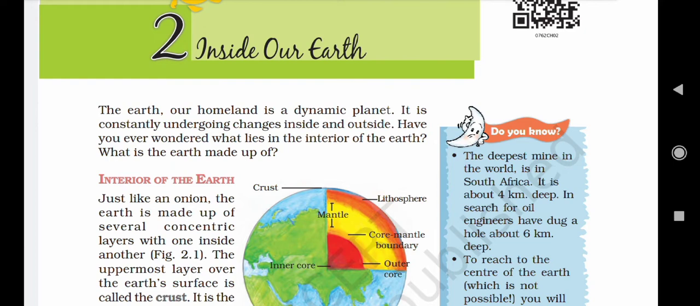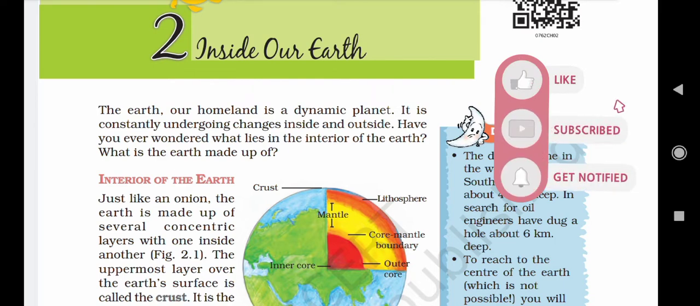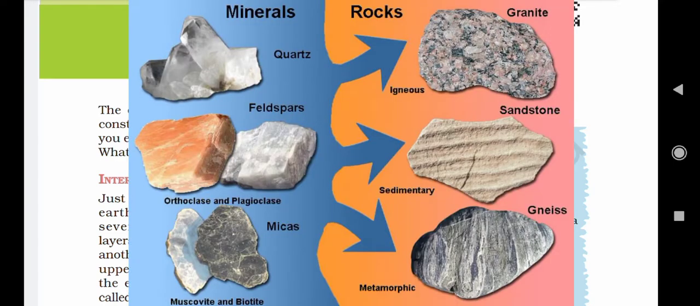So as we know, Earth is a dynamic planet. There is always a constant change going on under our feet, that is, inside the Earth. We may not notice it from outside, but there is a constant change going on. So this chapter is all about the interior of the Earth. What is Earth made up of and what does it contain, like what kind of rocks and minerals it has.